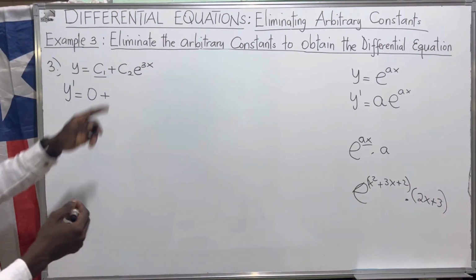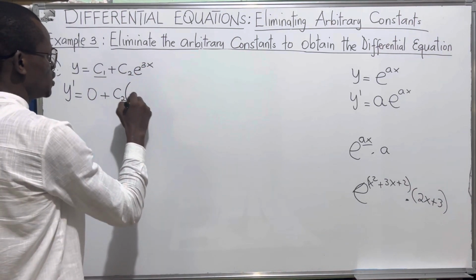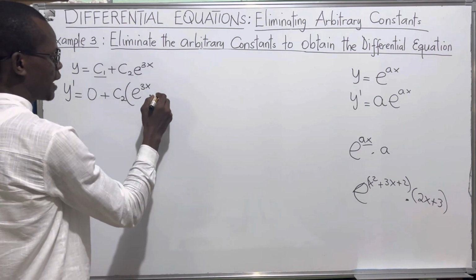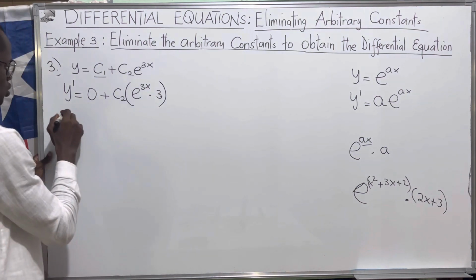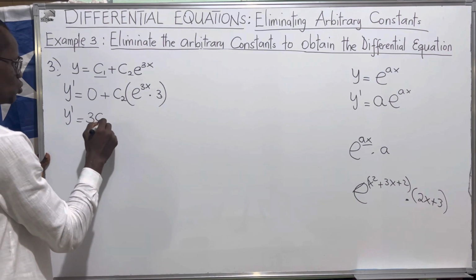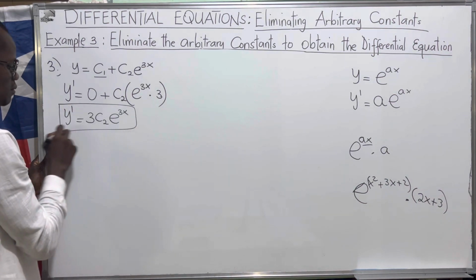So we do the same for this. This is c sub 2. We rewrite e raised to the power 3x times we differentiate the power. The derivative of 3x is just 3. So we can simplify, we have 3c2 e raised to the power 3x. So we've gotten the first derivative.